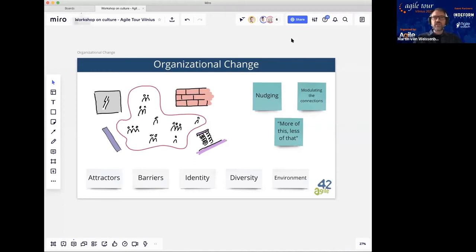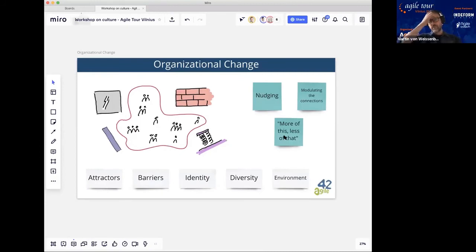So what we need to do is set up a system where certain connections are easier to do in a certain way, and other connections are harder to do in another way. This is all summed up in the words: more of this and less of that. So we need to observe the organization. We need to figure out what is good and make it easy for people to do more of the good stuff. So do the right things and do them right.